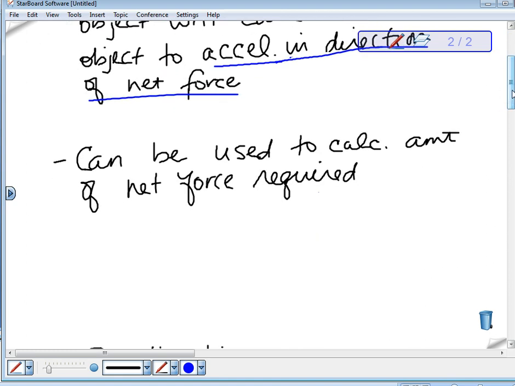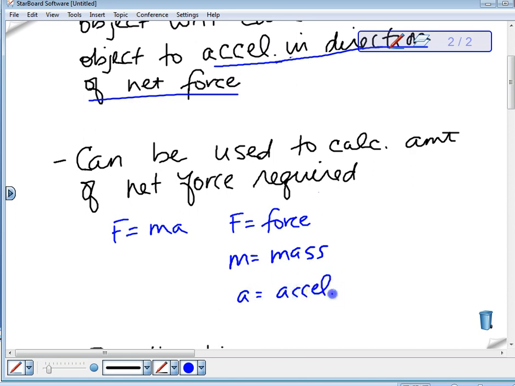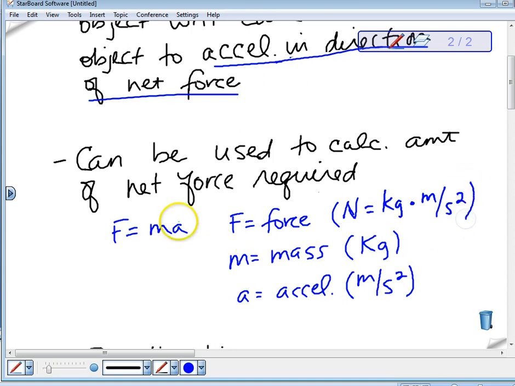This can help us calculate how much force we need to move an object with a given mass if we know what acceleration we want, because we can use the formula F equals ma, where F stands for force, m stands for mass, and a stands for acceleration. Mass must be given in kilograms, and acceleration must be given in meters per second squared, because we want our forces to end up in newtons. And a newton is equal to a kilogram meter per second squared. So if we're going to multiply our mass by acceleration, then we need our mass to be in kilograms and our acceleration to be in meters per second squared, so that we end up with a newton of force as our unit.